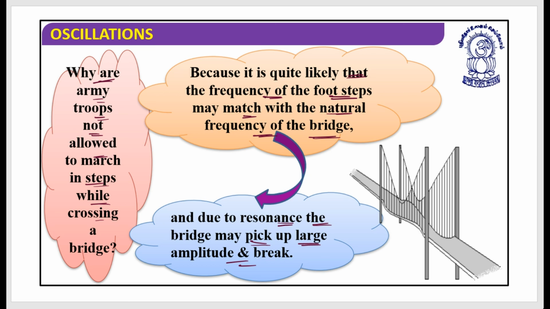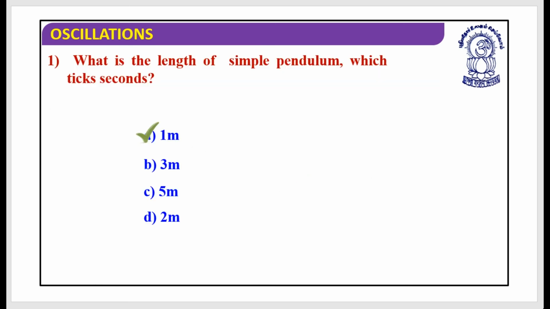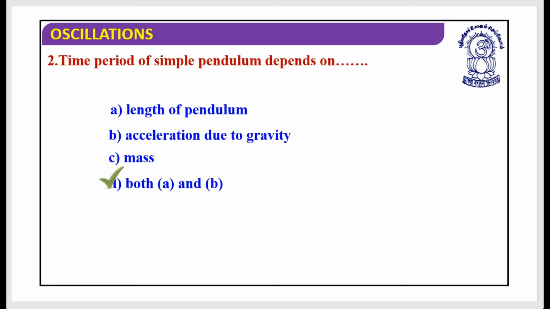Now let's look at certain quick questions. First, what is the length of the simple pendulum which ticks at a second? They are talking about the seconds pendulum. It is 1 meter. Great. Second, time period of a simple pendulum depends on: length of the pendulum, yes; acceleration due to gravity, yes; mass, no. So this would be the correct answer.